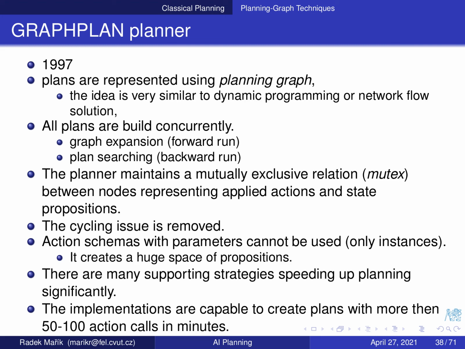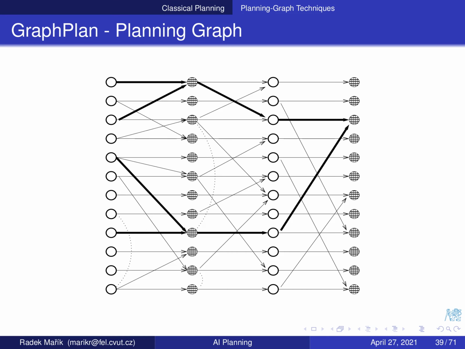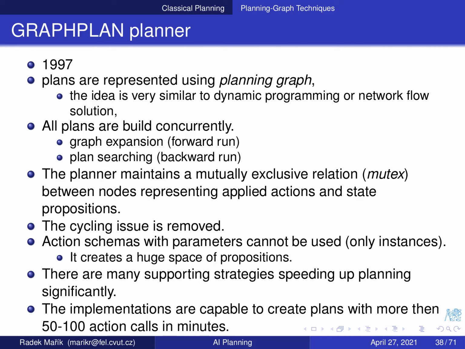In 1997, it was discovered that the plan can be created in a parallel way. It uses a special structure, the so-called planning graph. You will see that shortly. The idea is very similar to dynamic programming or network flow solution. Basically, all plans are built concurrently.